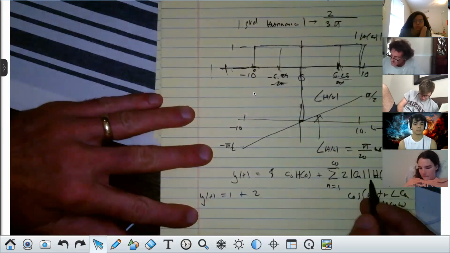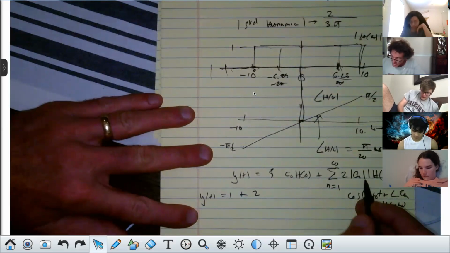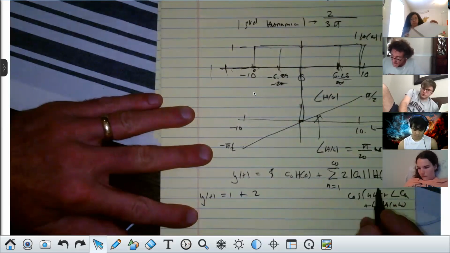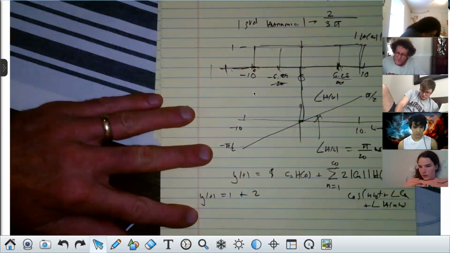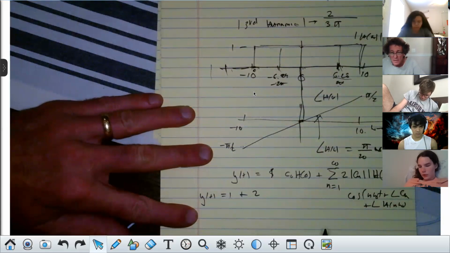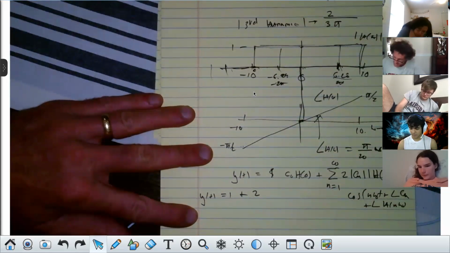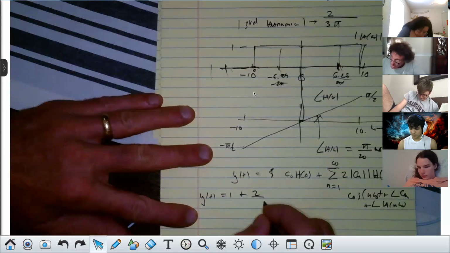What's the magnitude of C of n? It's 2 over n pi, right? I thought it was just 1 over n pi. Isn't it j over n pi? But we want the magnitude. Oh, I see. So that's really 2 over what? n equal 1? Yeah, so 2 over pi.